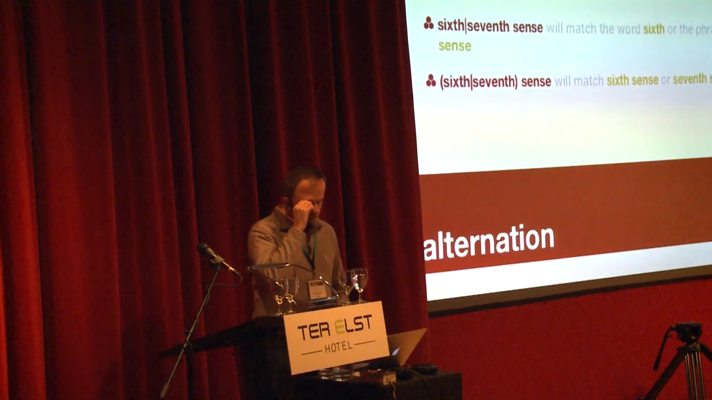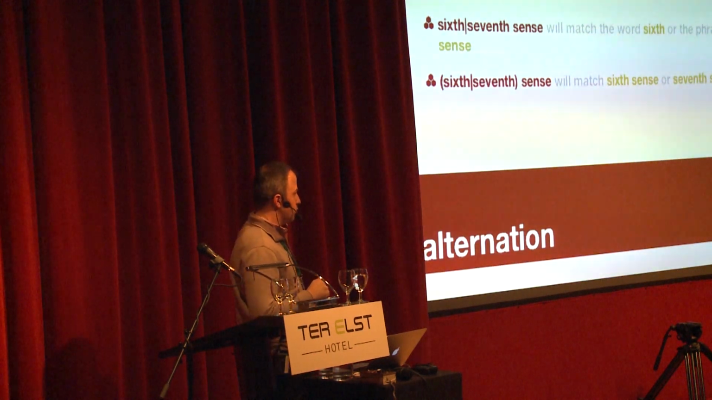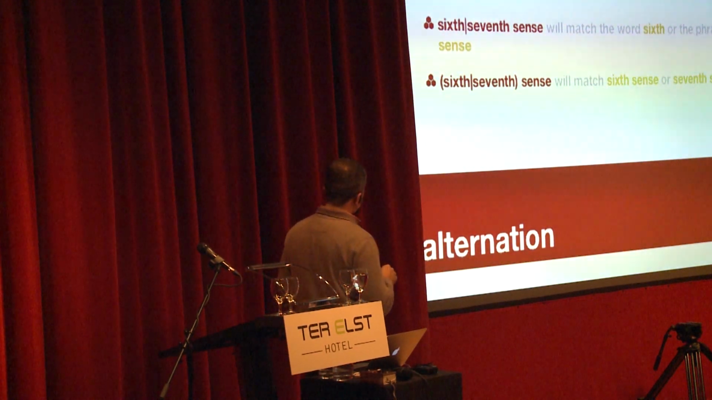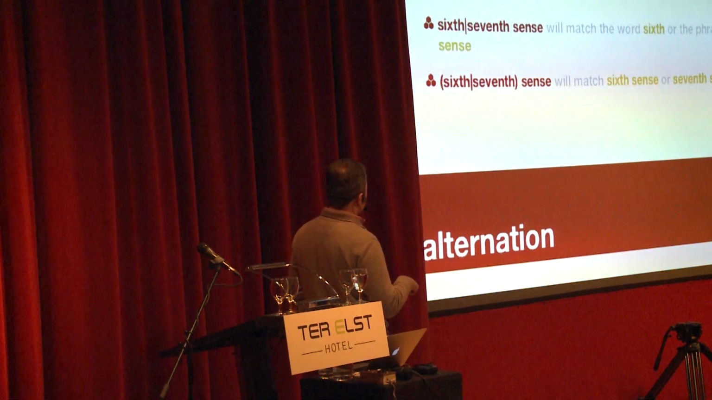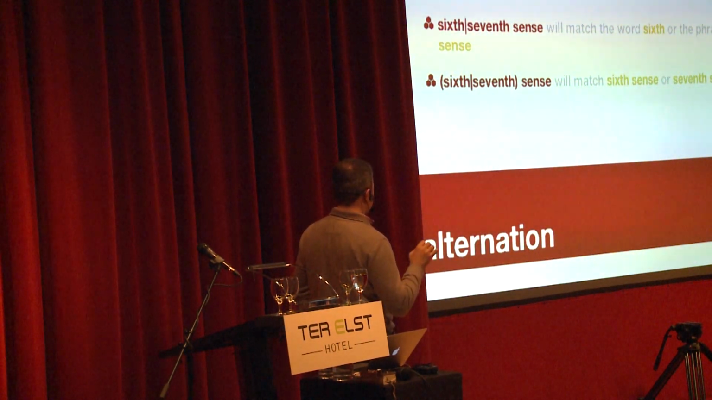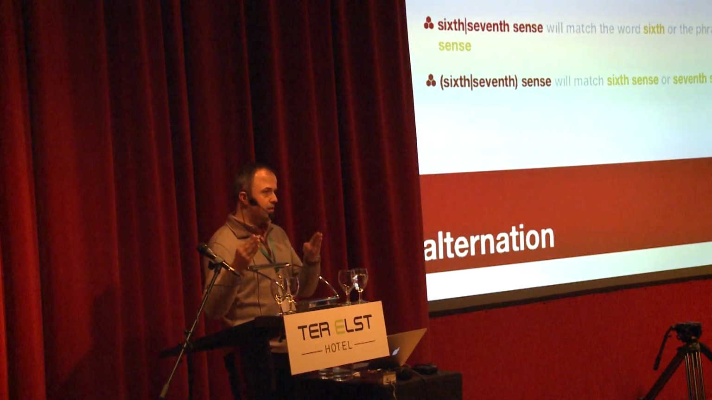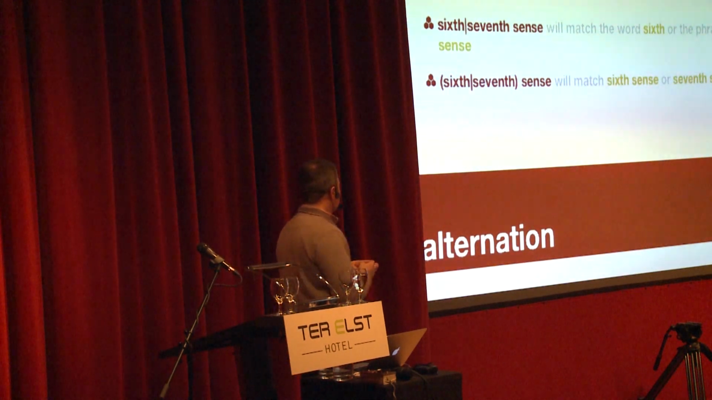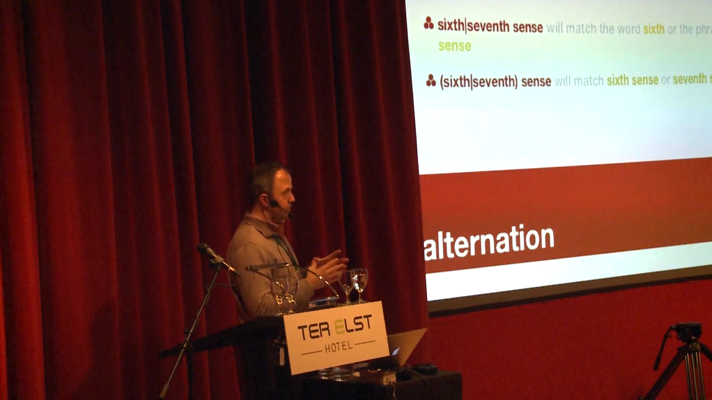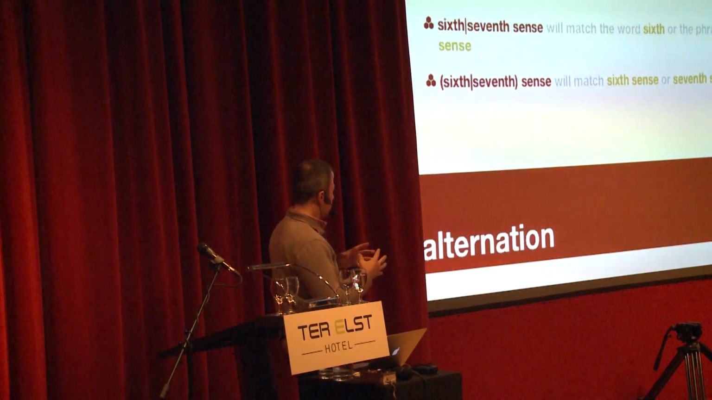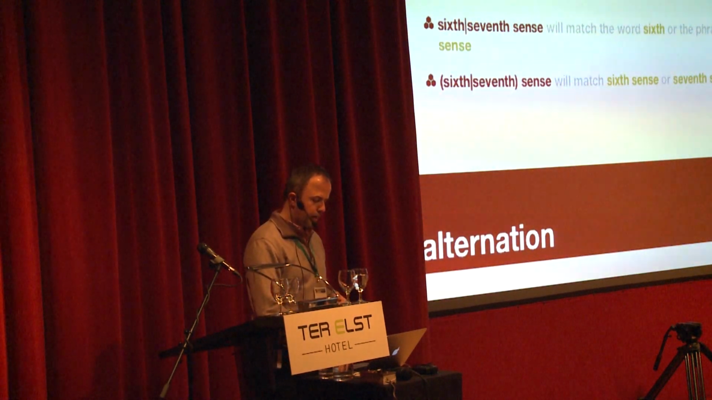One thing to remember is that alternation has the lowest precedence of any of the operators, so you often have to use grouping with them. If you have things like 6th or 7th sense, it'll match the word 6th or the phrase 7th sense, because even concatenation of characters has higher precedence than alternation. So if you want to match 6th sense or 7th sense, you have to group: you have to put the alternation into a sub-pattern.